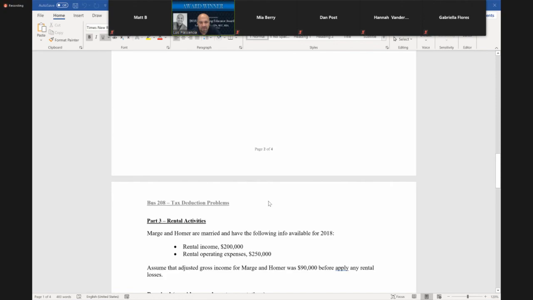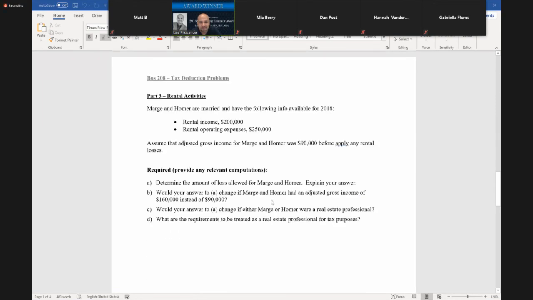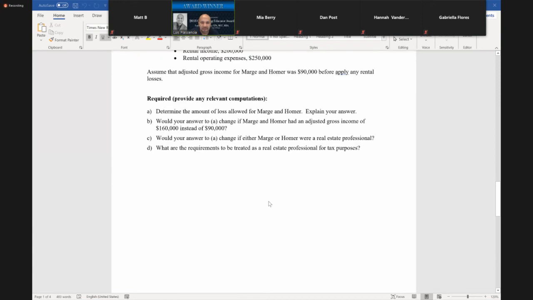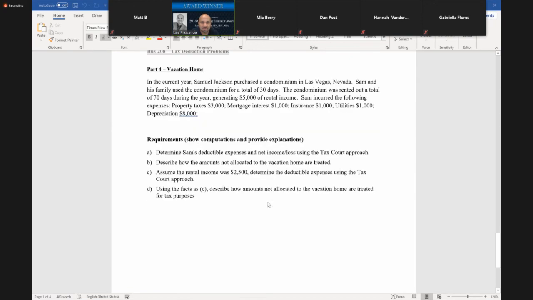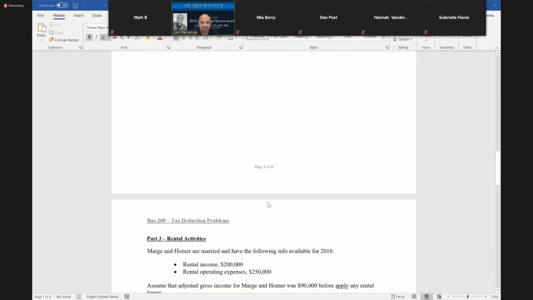Rental activities. We're going to do this one in a few minutes, once we cover the next section. This one we already did, vacation home. So we only have two more to do, this one and this one.